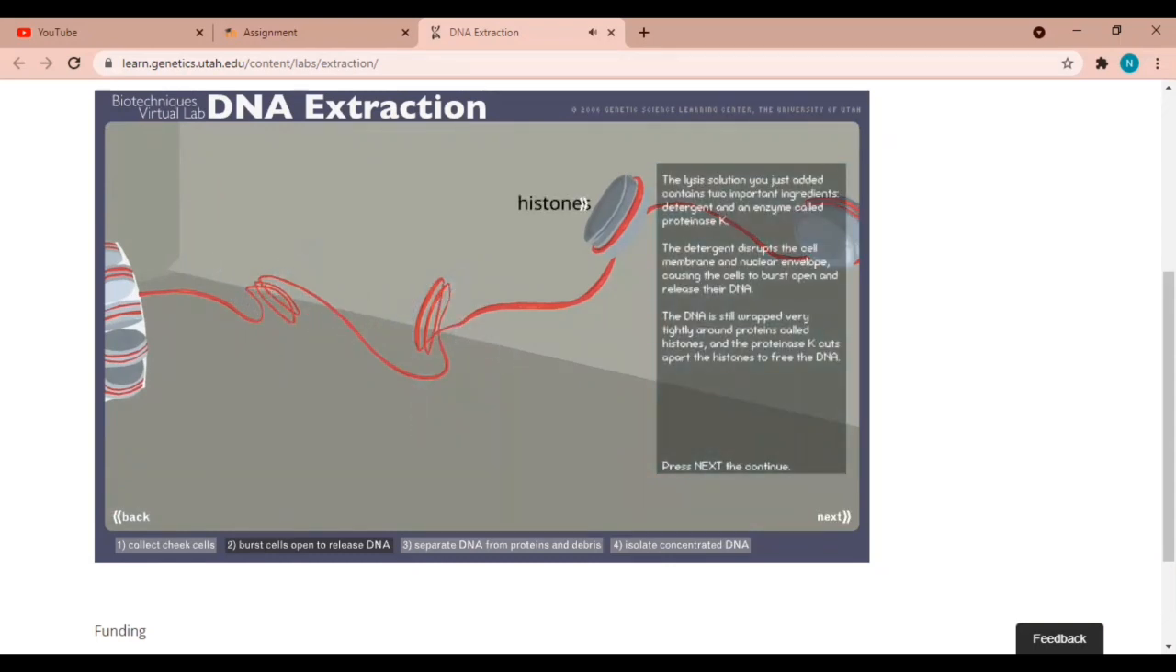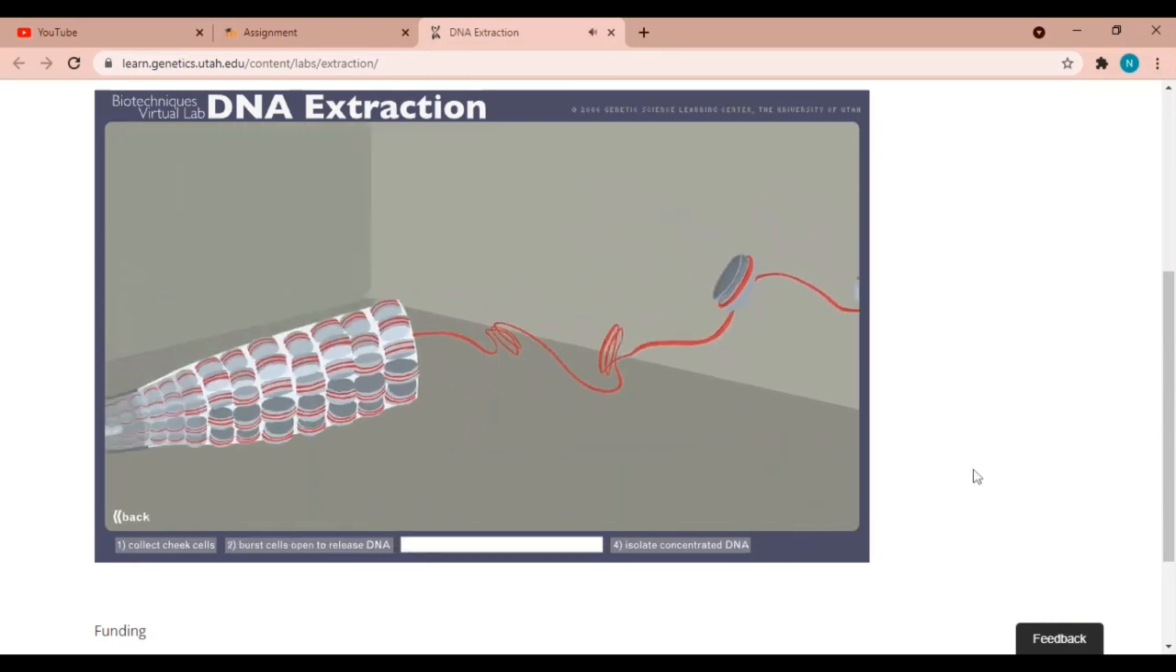The lysis solution just added contains two important ingredients, such as detergent and an enzyme called proteinase K. The detergent disrupts the cell membrane and nuclear envelope, causing the cells to burst open and release their DNA. The DNA is still wrapped very tightly around proteins called histones, and the proteinase K cuts apart the histones to free the DNA. So this is the histone. Press next to continue.